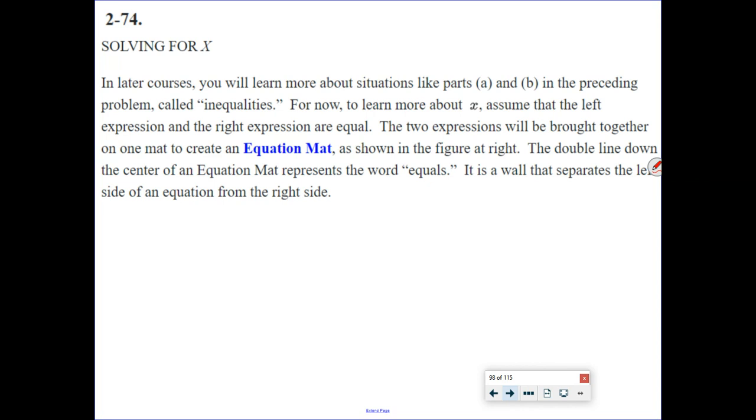The two expressions will be brought together on one map to create an equation mat, as shown in the figure, right, which I'll show you in just a second here. The double line down the center of the equation mat represents the word equal. It is the wall that separates the left side of the equation from the right side of the equation.